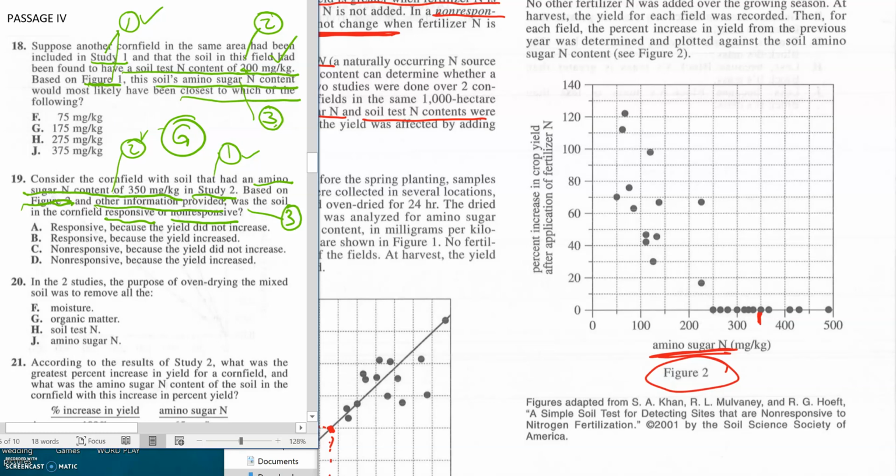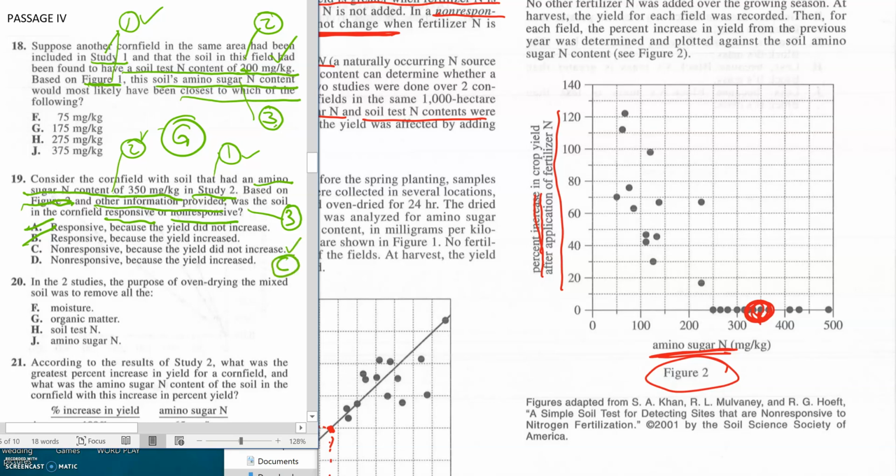Well, what's been measured up this way is the percent increase. Responsive soils, their yield increases when the fertilizer is added. In an unresponsive or non-responsive soil, the yield stays the same. And we see here at 350, it's zero. There is no increase at all, because this is percent increase up the side here. So if we go back to the answers, two answers say the same bit at the beginning and two say something different. We know that it's non-responsive. That means we get rid of A and B. Now we just have to get the right reason. C says non-responsive because the yield did not increase. That is right, and that would be C.